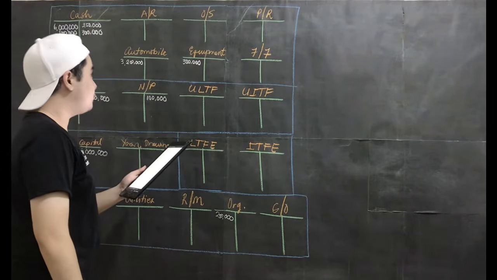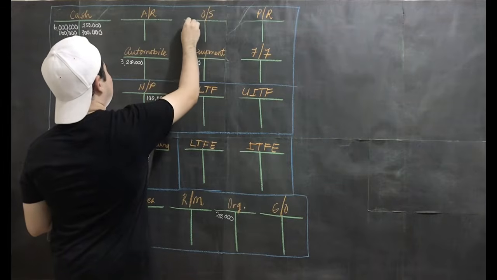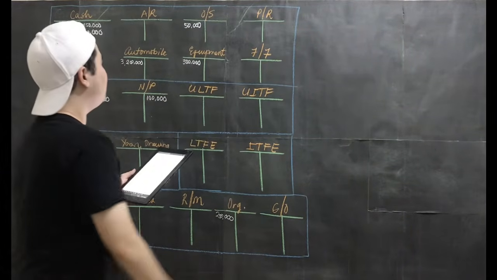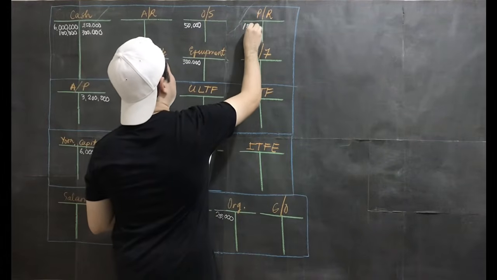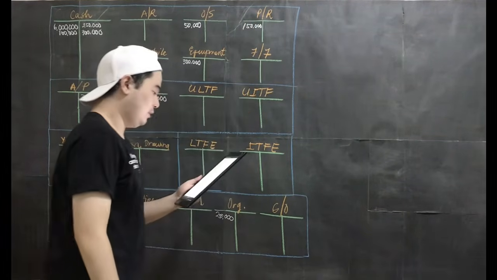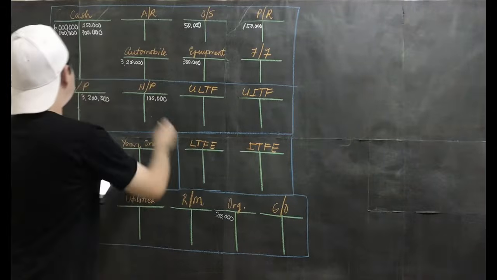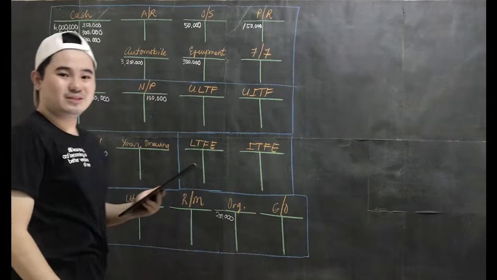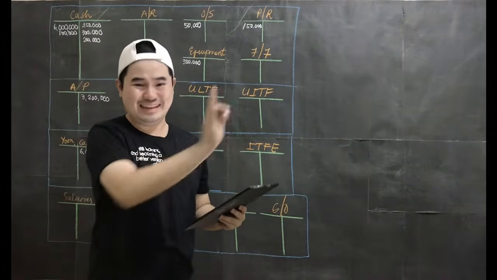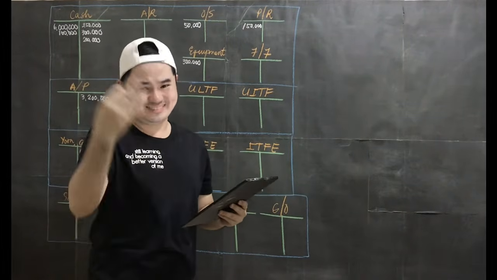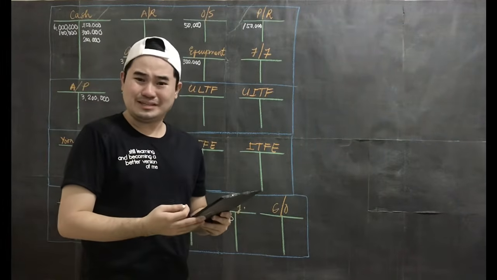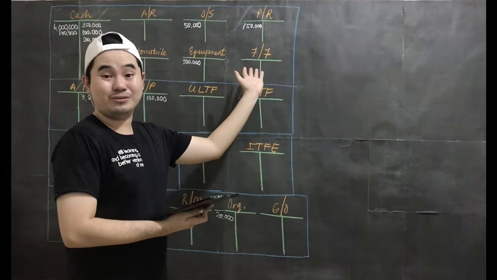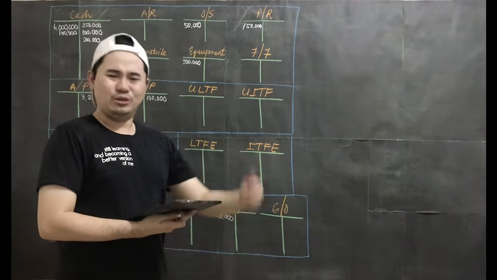Debit office supplies, 50,000. Debit prepaid rent, 150,000. Credit cash, 200,000. So if you notice, whenever it's in the debit, I put it in the debit. When I put it in the credit, it means it's in the credit, that's all it is. Okay? And as you can see, the transactions are summarized per account title. Let's continue.